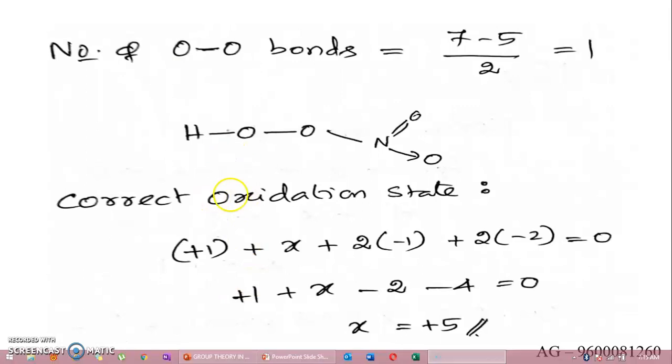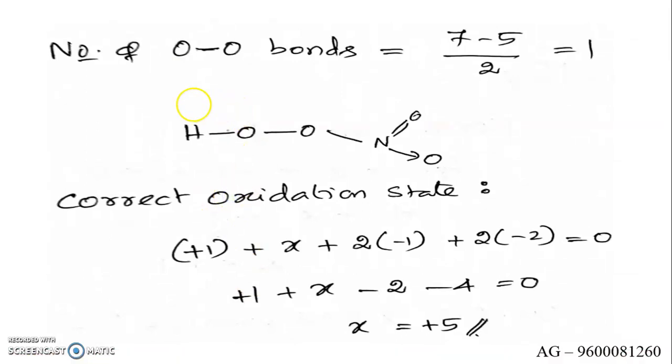Now I'll go back to the question. In HNO4, how to calculate the number of peroxide bonds? You know very well, in HNO4 you have only one central atom. Therefore, calculated oxidation state 7 minus maximum possible 5, divided by 2. 7 minus 5 is 2, 2 by 2 is 1. So we have one peroxide bond.